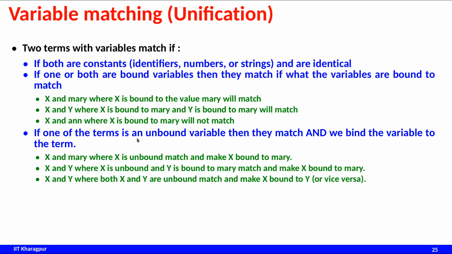If one of the terms is an unbound variable, then they can match, and as a part of that, we need to bind the variable to the term. Like X and Mary, where X is unbound, then we need to bind X to Mary. And X and Y, where X is unbound and Y is bound to Mary, these two can match provided we bind X to Mary. Similarly, in the more generic situation where X and Y are both unbound, we need to bind X to Y or vice versa.